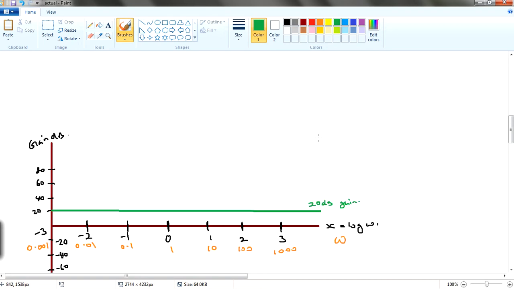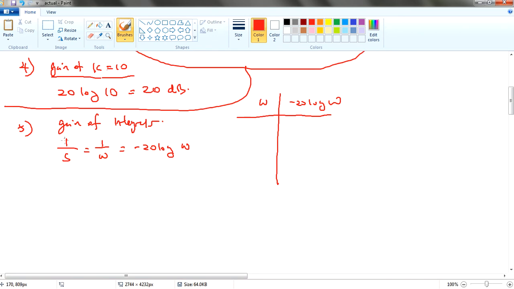Alright, the next thing is the gain of the integrator. 1 over s is equal to 1 over omega. If you remember, s equals j omega. But the j I ignore, because it just states that it's on the imaginary axis as well. So it equals minus 20 log omega. So this is the formula you're going to use.